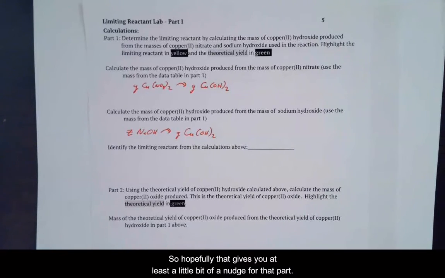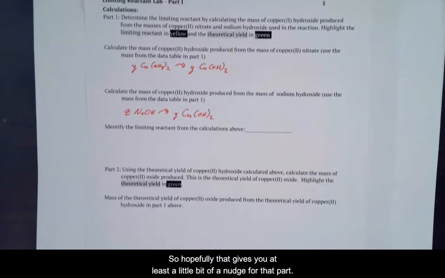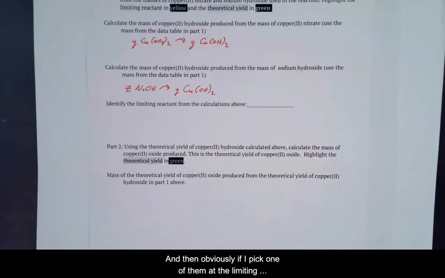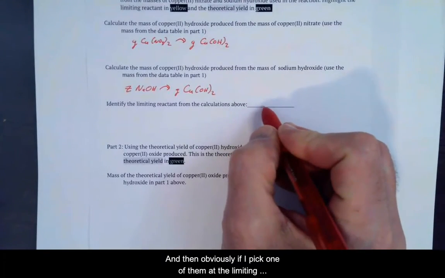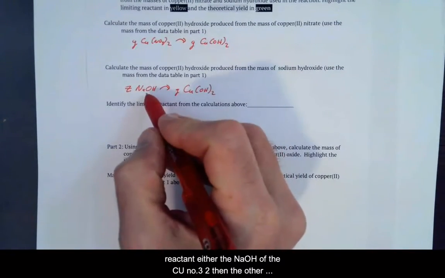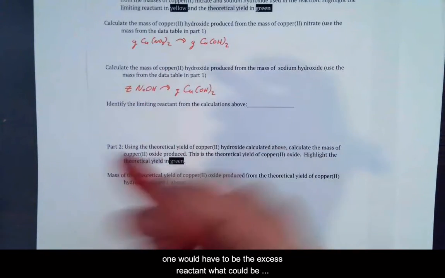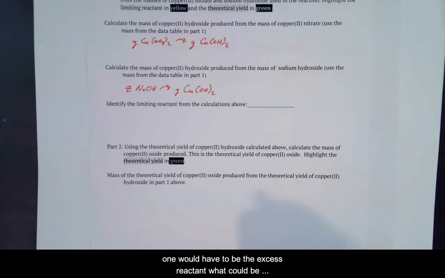So hopefully that gives you at least a little bit of a nudge for that part. And then obviously, if I pick one of them as the limiting reactant, either the NaOH or the Cu(NO3)2, then the other one would have to be the excess reactant, which we'll be looking at here in just a minute.